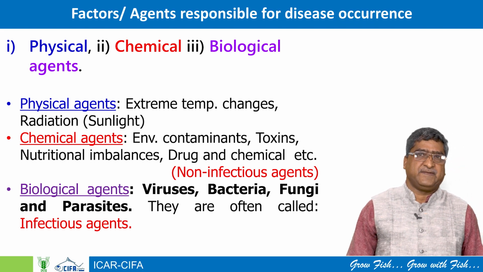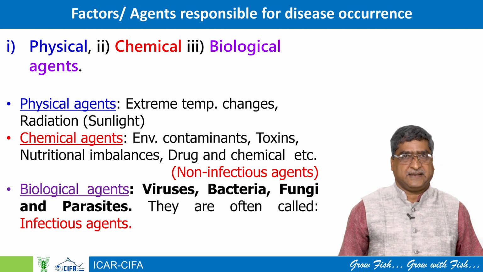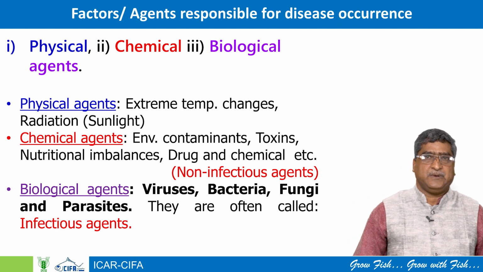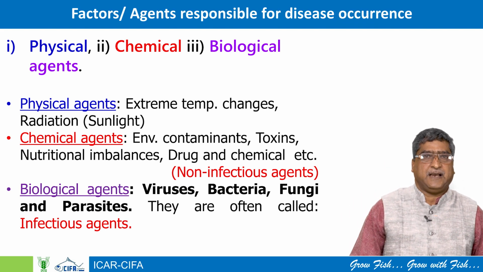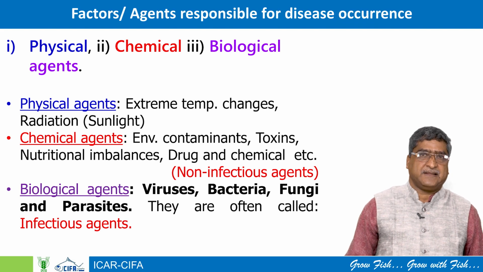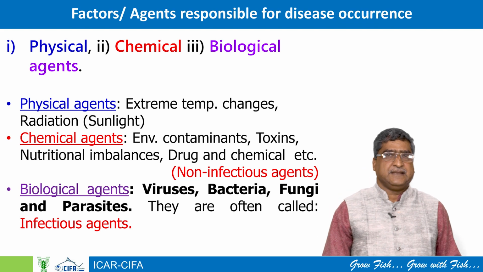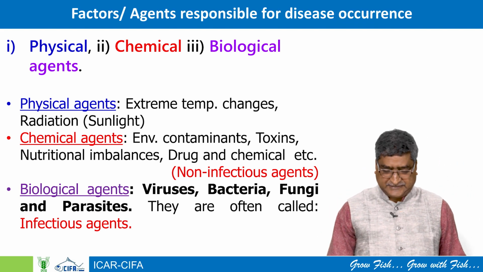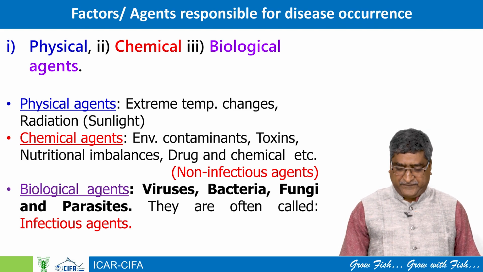These are all non-infectious agents. The physical agents and chemical agents, the factors that I described, come under the category of non-infectious agents. And then another category, a very important one, is biological agents. Under this come viruses, bacteria, fungi, and parasites. These are called the infectious agents. So we have two types of agents: infectious agents and non-infectious agents.